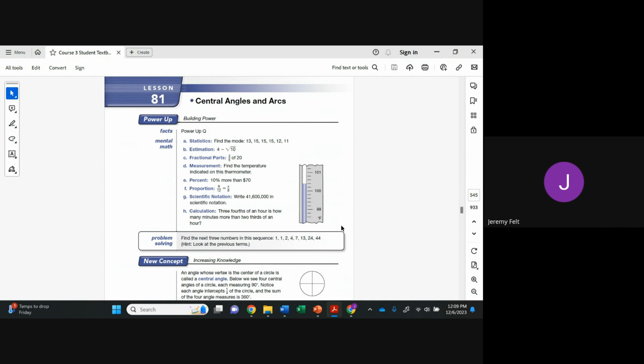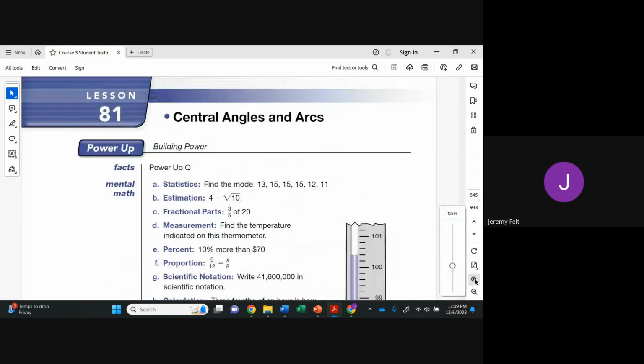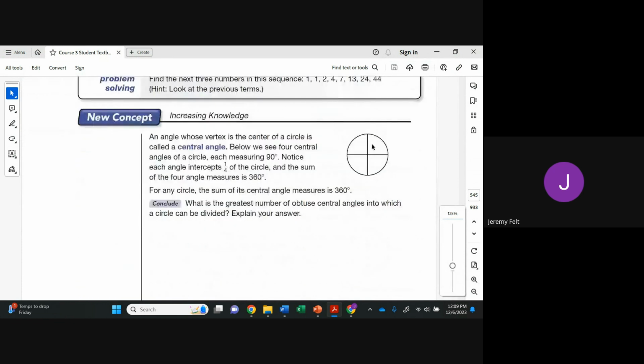So lesson 81, we're looking at central angles and arcs. So this is dealing with a circle, and then when we break it into sectors, we have what's known as a central angle, and then we can use what we know about angles of a circle. One full rotation we know is 360 degrees. So in this example, if we break it into 4 sectors, our central angles are all 90 degrees, because 90 times 4 is 360. So that's how we're able to figure out what the central angle is.